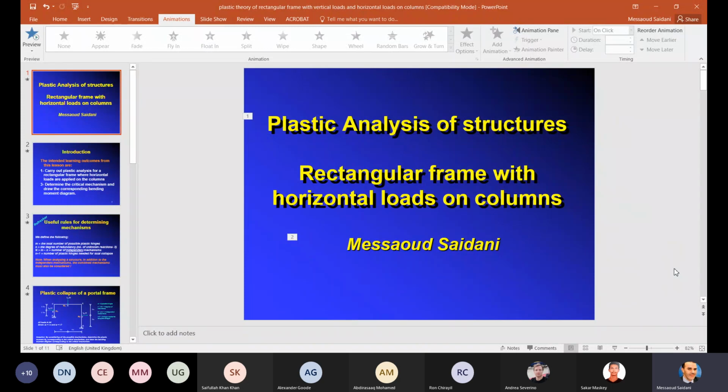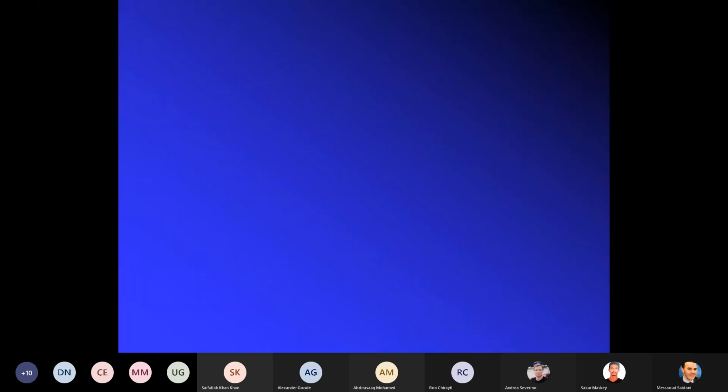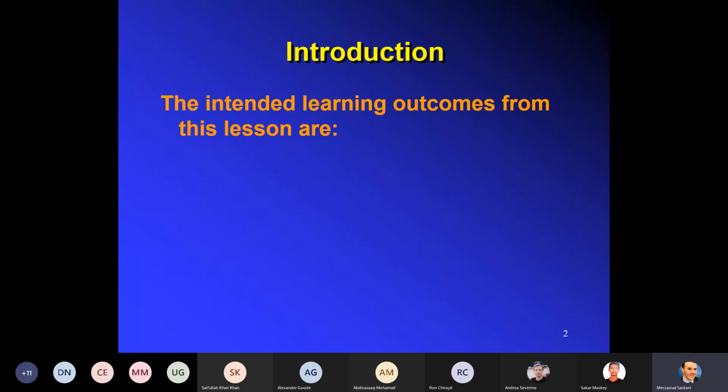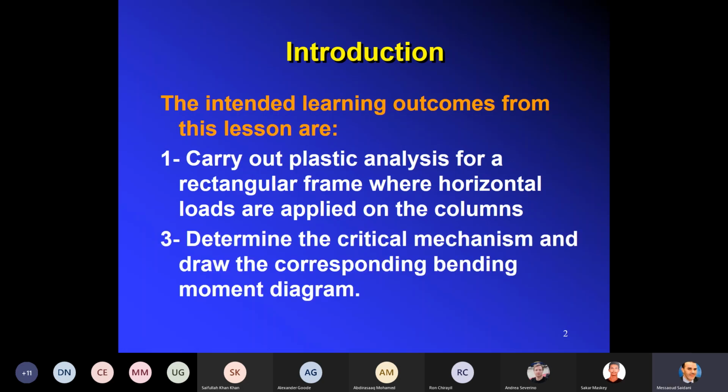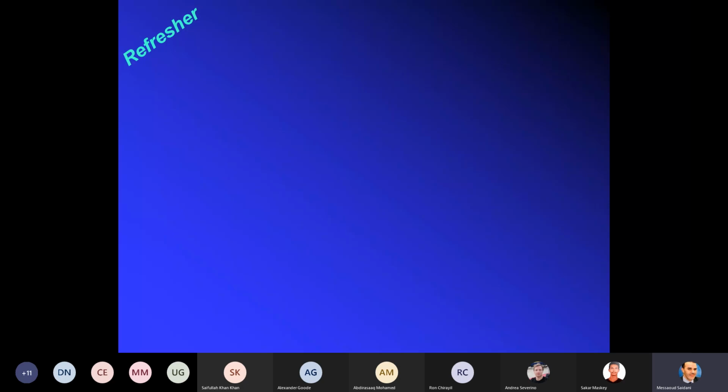Okay, so this is what we have. We have a portal frame with some loading in the horizontal direction. So what we're going to do today is analyze the frame by considering all the collapse mechanisms and then draw the bending moment diagram for the frame.